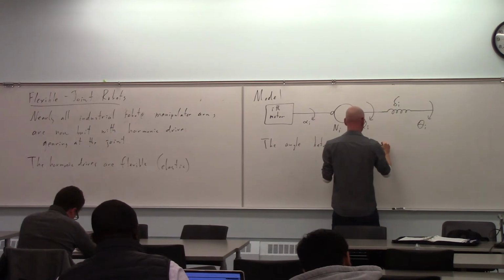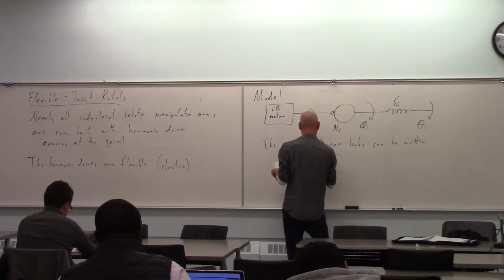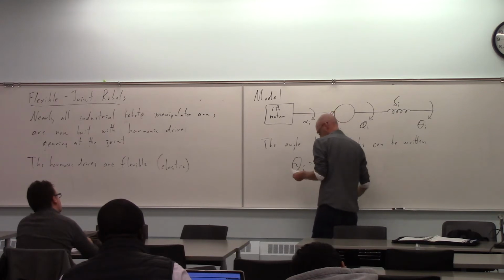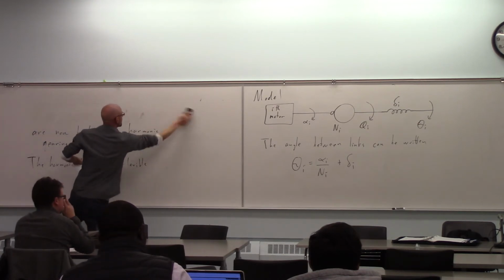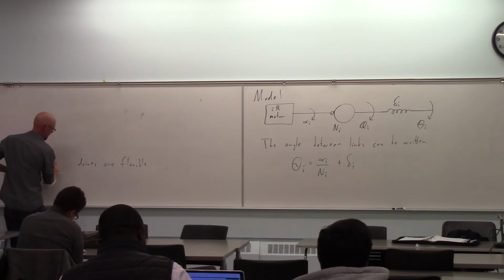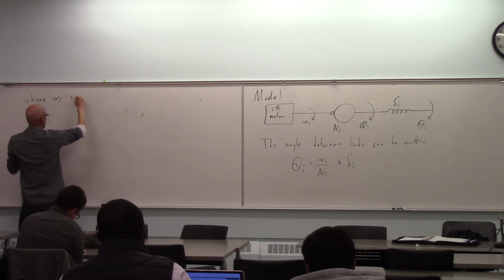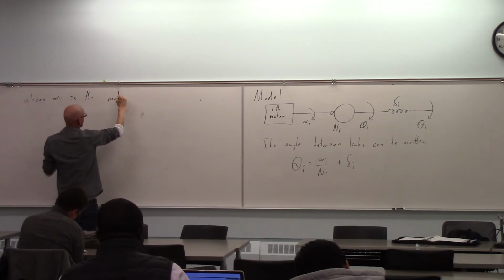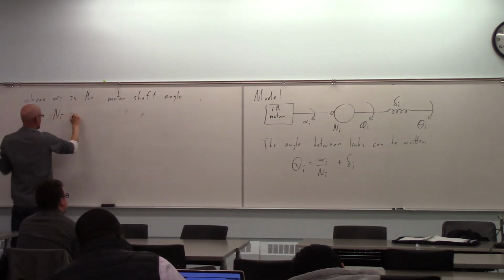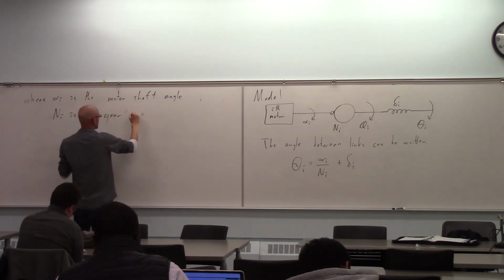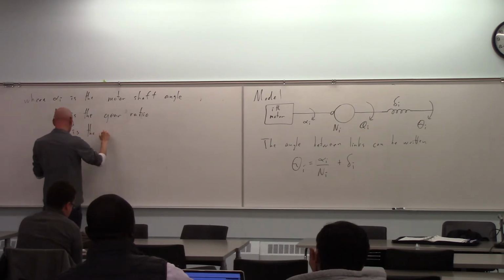So the angle between links can be written theta i is equal to phi i over Ni plus delta i, where phi i is the motor shaft angle, Ni is the gear ratio, which for harmonic drive should be pretty high, and delta i is the elastic deflection.